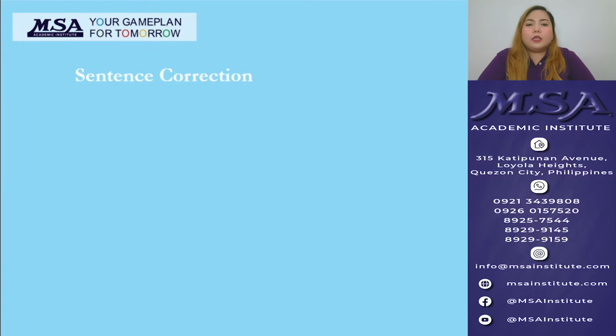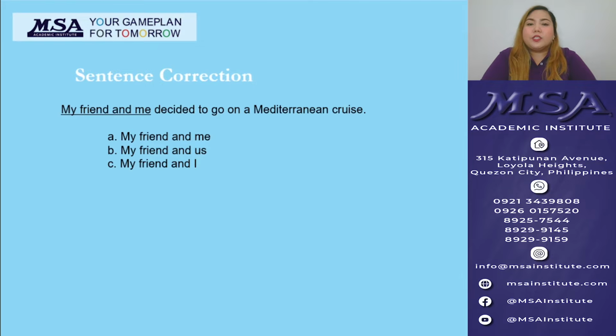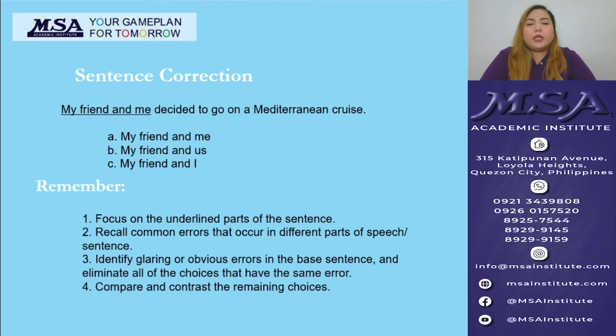The next kind of grammar item that you'll encounter in the test is sentence correction, such as this given example. Of course, there are also several things that you have to remember when answering sentence correction items. Again, focus on the underlined parts of the sentence, identify to which parts of speech they belong, and recall the common errors that occur on those different parts of speech.